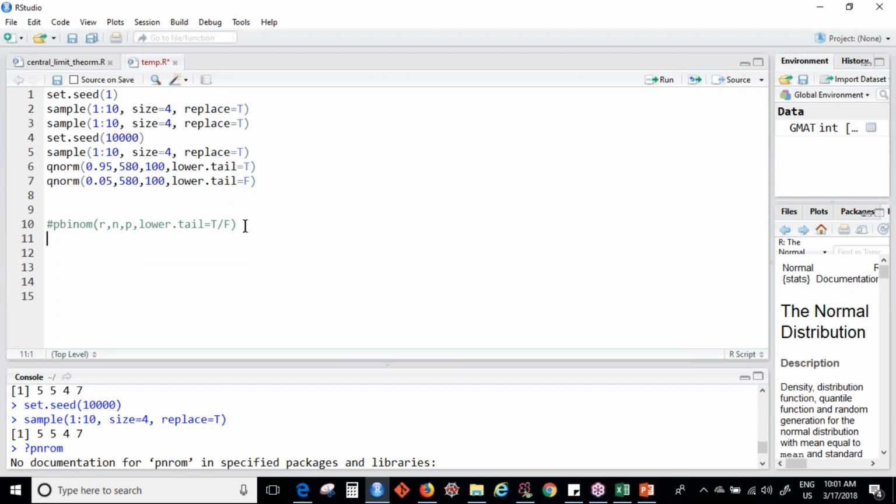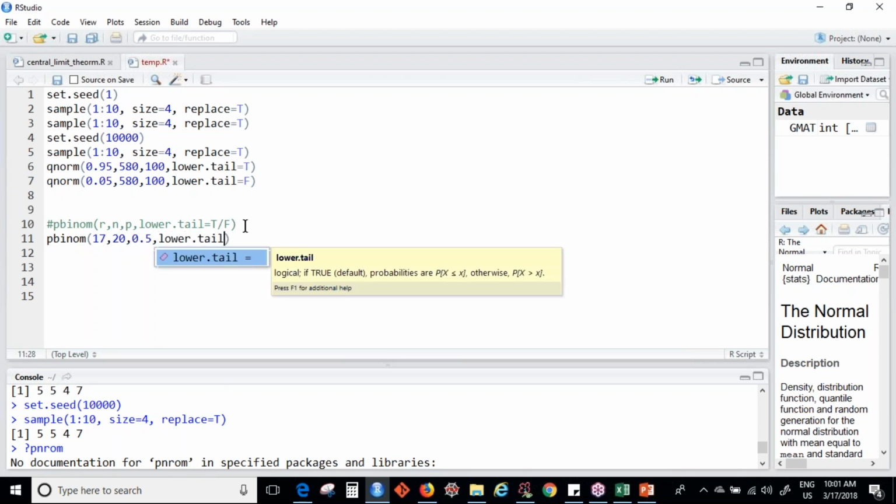In our case I will use pbinom. How many times am I tossing the coin? I will start with 17. 20 is the total number of trials. Probability is 0.5 because I have assumed my null hypothesis. And lower.tail, since 17 is greater than the average, the average number of heads that I would have gotten is 10, right? If I toss a coin 20 times, we usually expect to get 10 heads, but here I am getting 17, so lower.tail will be FALSE.